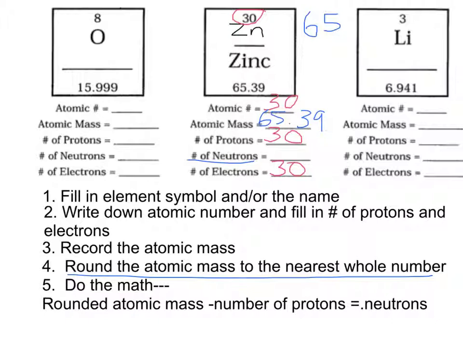Then you do the math. You do the rounded atomic mass minus the number of protons, and that's going to equal the number of neutrons. So here our number of protons is 30. When I do that math, I find that I have 35 neutrons. The number of neutrons doesn't depend on the number of protons. Remember that the number of protons equals the number of electrons, but atoms can have different numbers of neutrons.